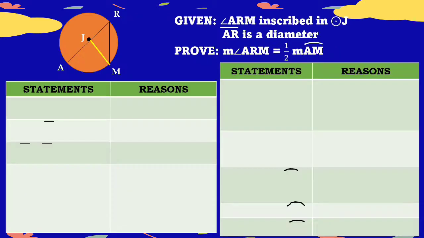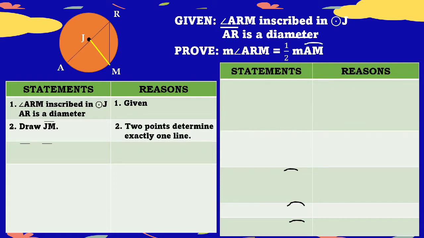Let us prove the theorem using two-column proof. Number 1, we will start with the given. Angle ARM is inscribed in circle J, and segment AR is a diameter. So the reason is given. Let us connect point J and M. So we draw segment JM. At this point, the reason is two points determine exactly one line. When we have two points, we can connect them and form a line or a segment.